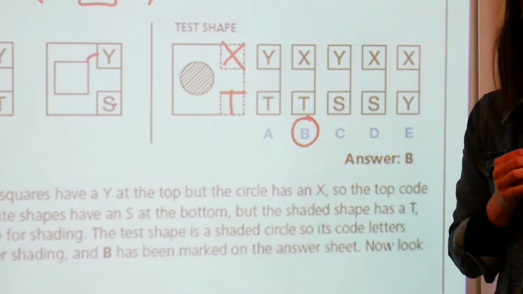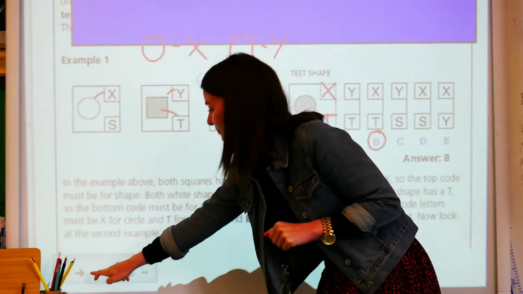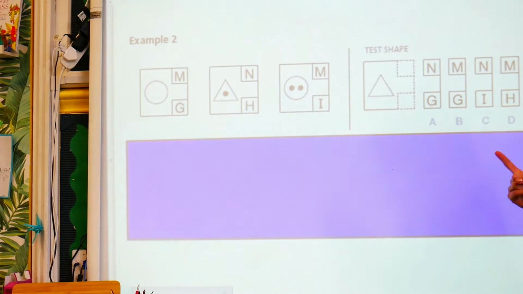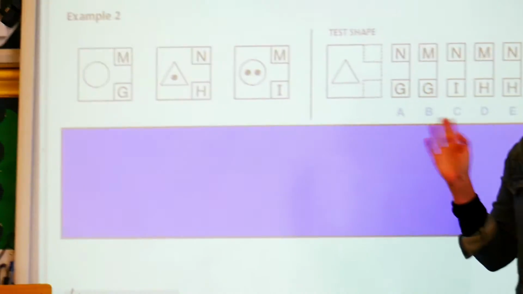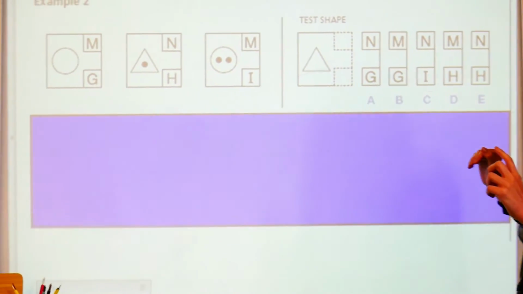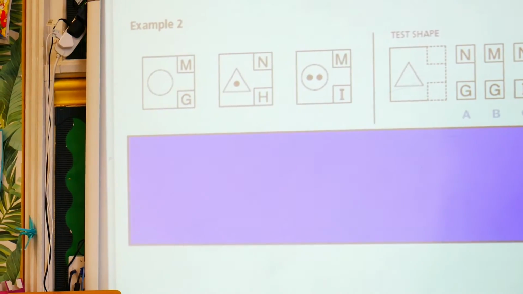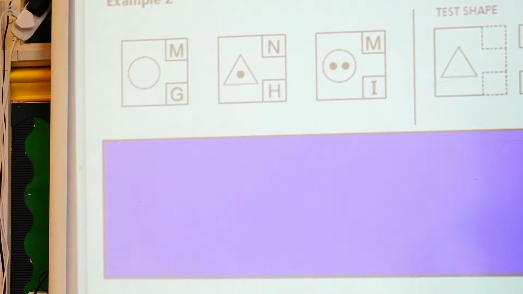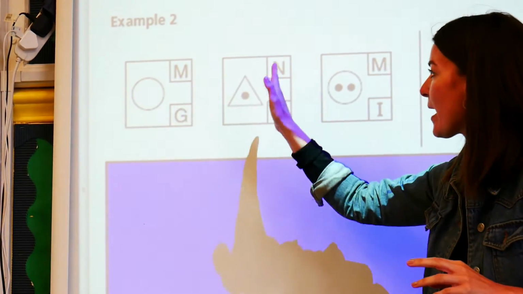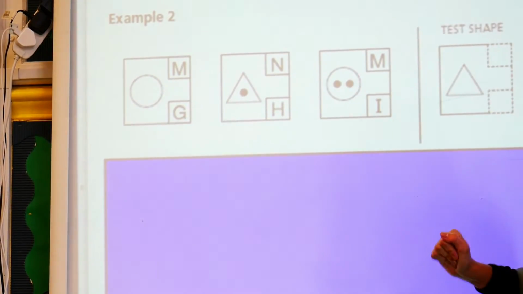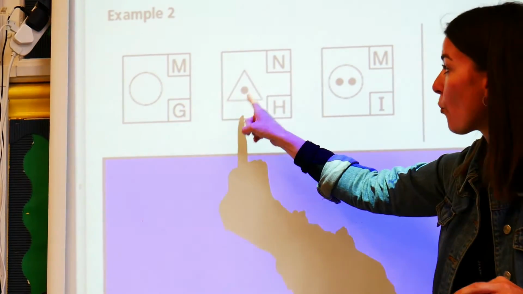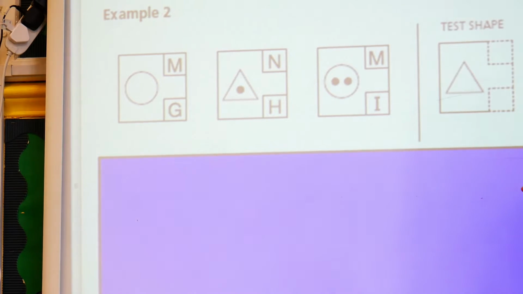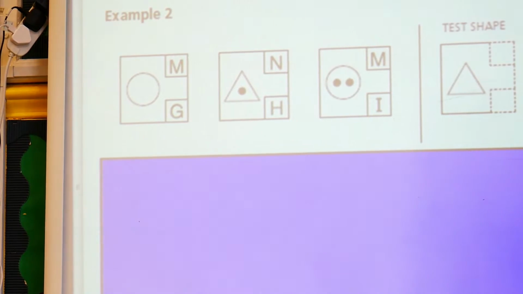Now look at the second example. Remember, at any point you can pause and go back if it doesn't make sense. There will be opportunities for you to have a go by yourself, but we'll go through all of these. Okay, so let's look at example 2. Let's first of all look at the shapes we've got in the middle. We've got a circle, a triangle, a circle. We've got no dots, 1 dot, 2 dots. Okay, so let's look at what is the same.